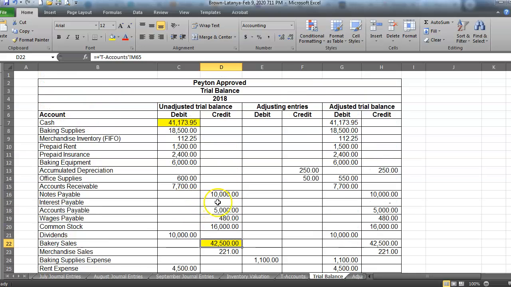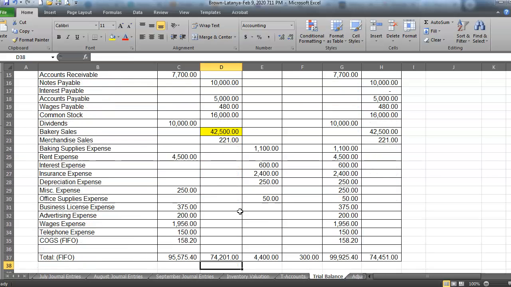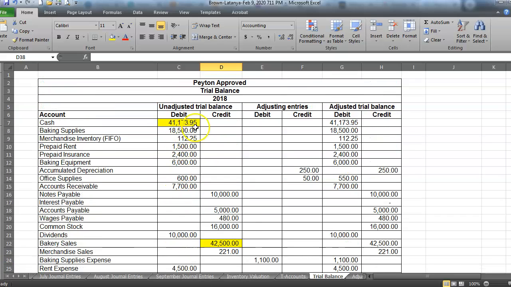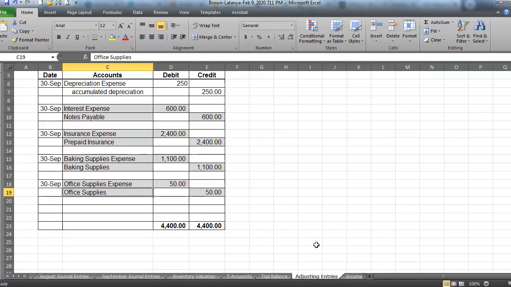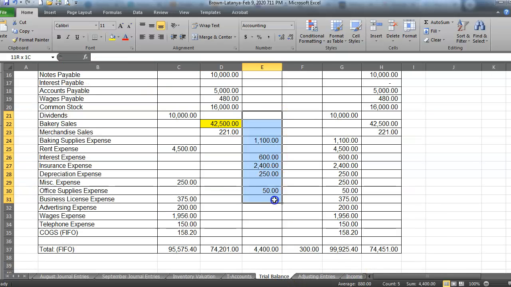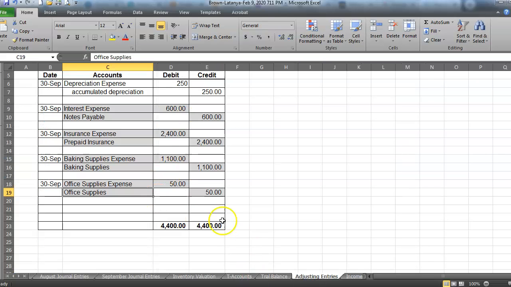The other area, let me see if I can find it, that I'm going to be concerned about. Yeah, that's truly what your problem is. I truly think once you fix these two accounts, you should be fine. Now let's go to your adjusting entries. I'm going to ignore what's here because once you fix what's on here, you can transfer the information.